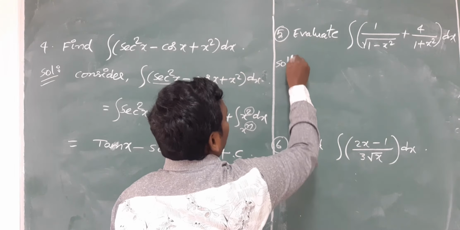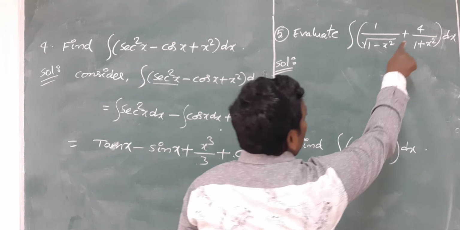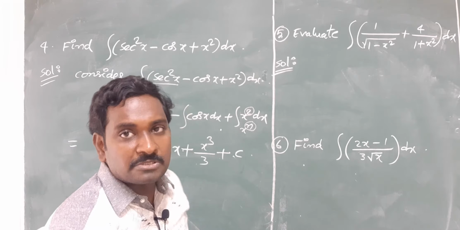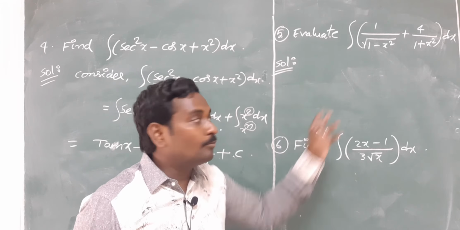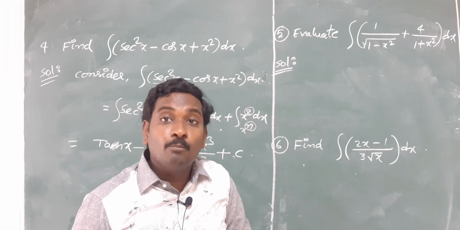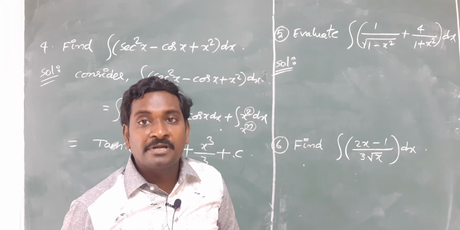Now see this problem. Evaluate the integration of 1 by root over 1 minus x square plus 4 by 1 plus x square, dx. Split the terms directly because both parts are in addition, that's why we can apply the linear property. If both functions are in product, we are unable to apply the linear property.